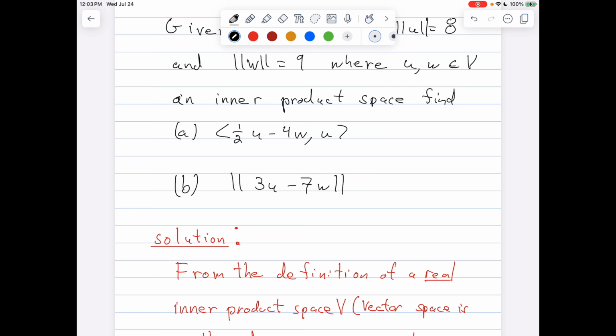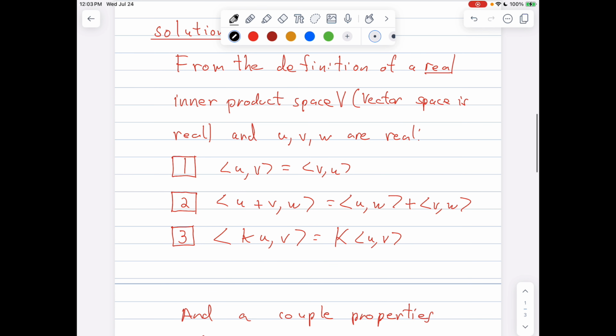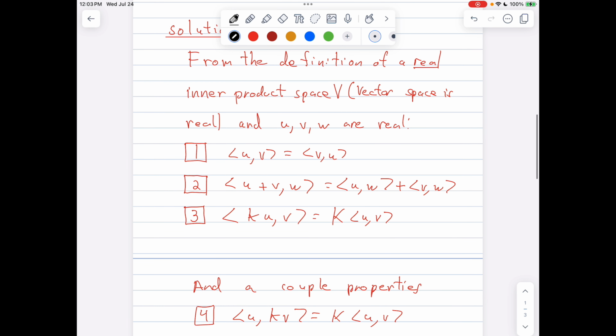So A is the inner product between the vector 1/2 u minus 4w and u, and B is the magnitude of 3u minus 7w. In order for us to find these quantities, we need to use a couple of properties and some definitions of a real inner product space. All I'm saying with a real inner product space is that the vector space is over the real numbers, and you're going to get a real number out of the result here.